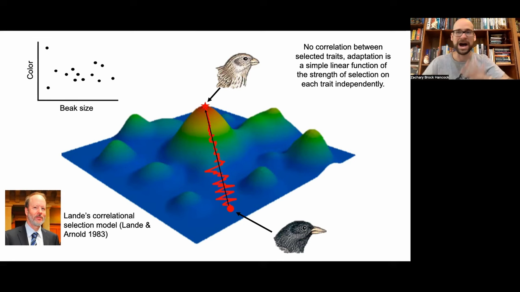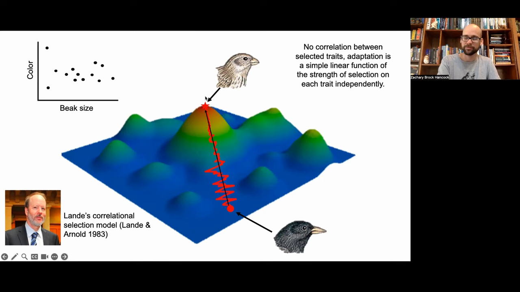The black line here represents the linear regression on this expected movement through the landscape, with the red representing the noise around it. This is genetic drift, the noise around selection that is driving you to this particular peak, right? Real simple if traits are uncorrelated.